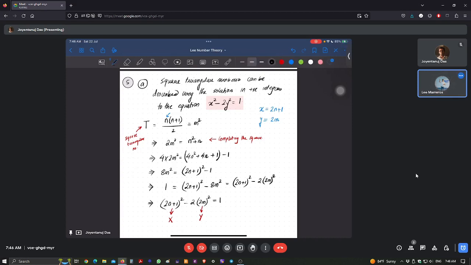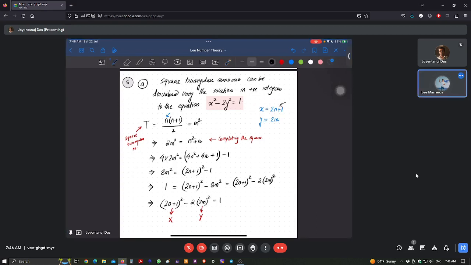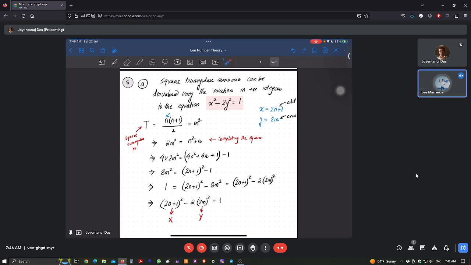Okay. So now I take my x to be 2n plus 1. So this is an odd number, right? Yes, that is correct. And I take my y to be 2m. So what is this m? m is nothing but from this m square. Since it is a square triangular number, there has to be an m such that T is equal to m square, right? Let me see.